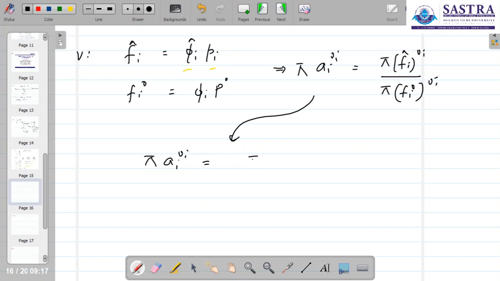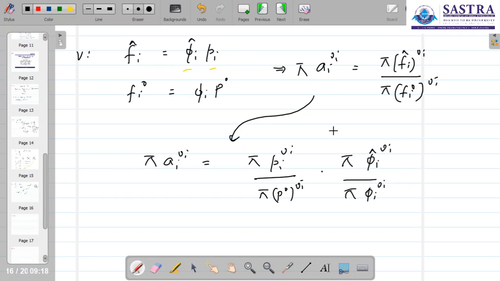So that means the product of partial pressure raised to their stoichiometric coefficient, divided by the product, for the denominator it is the pure component, I would say the reference pressure or the standard pressure raised to the stoichiometric coefficient, times the product of the fugacity coefficient in the solution system or the reacting system raised to their stoichiometric coefficient, divided by the product of the fugacity coefficient of the pure component raised to their stoichiometric coefficient.